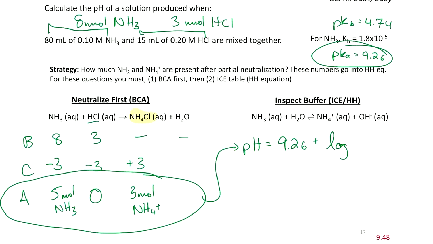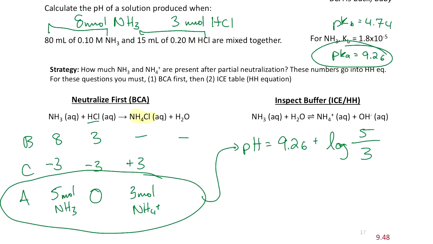What number goes up top? 5. Ammonia goes up top, ammonium goes on bottom. So see again, it's 5 over 3. It's not 8 over 3, it's 5 over 3. A reaction is happening to make that ammonium. And then there we go, there we get our buffer. pH is 9.48.